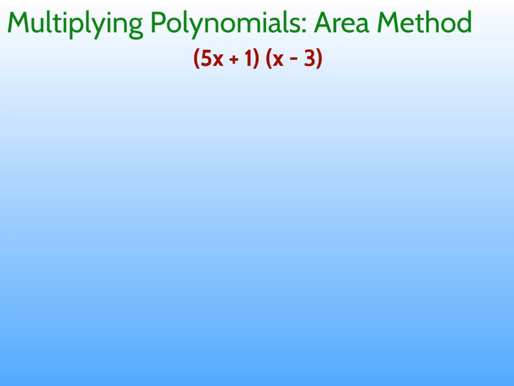Alright, so multiplying polynomials, there's three different ways to do it. The first way we're going to look at is the area method. And the first thing you have to look at is how many terms are in each of these expressions. So there's two terms here, the 5x and the 1, and there's two terms here. So what that means is we need a 2 by 2 box.